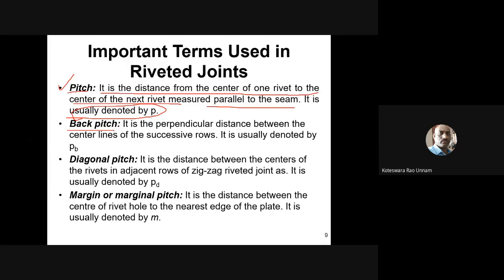Then we have one more definition, that is back pitch. In case of a single row, you don't have any back pitch. Of course, pitch is there. If it is a single row riveted joint, you have a pitch, but you don't have a back pitch. You will have back pitch or diagonal pitch only if the number of rows is more than one. So what is this back pitch? It is the perpendicular distance between the center lines of the successive rows. That means at least two rows are needed to define the back pitch. Otherwise, you cannot define it.